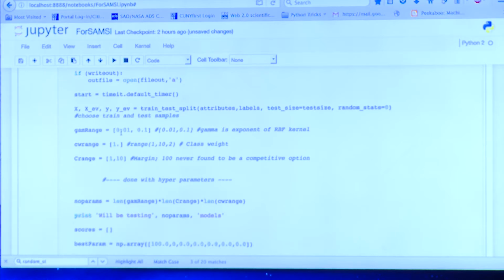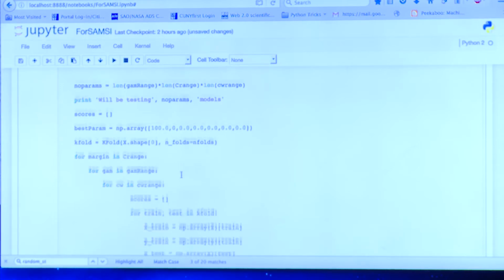So these are 2 values for gamma. This is the soft margin. You don't need to try a lot of values. And this is the class weight. For the moment, I'm just fixing it at the value of 1, so it won't wander around too much. And this is just a division in 4 folds for cross-validation.